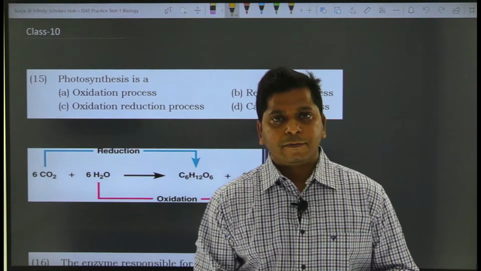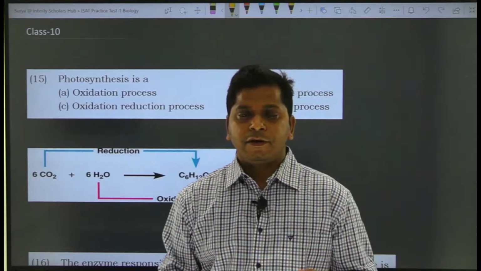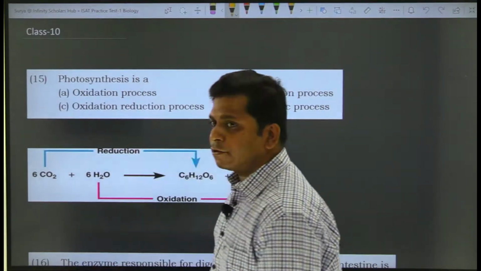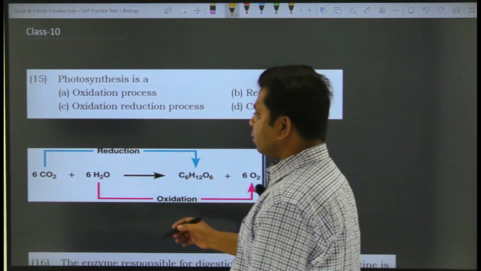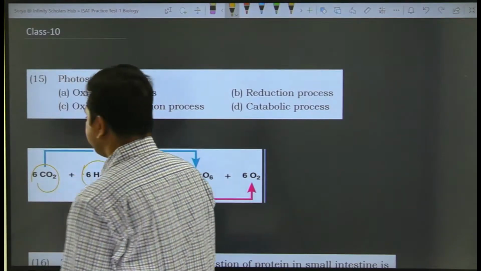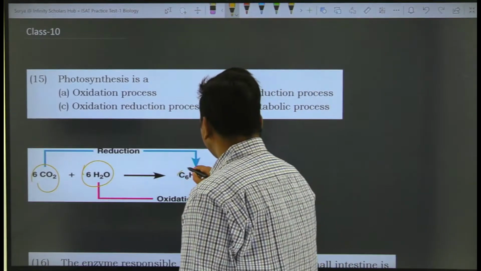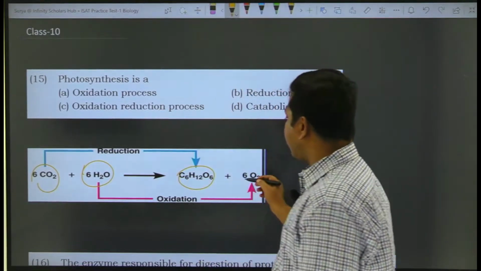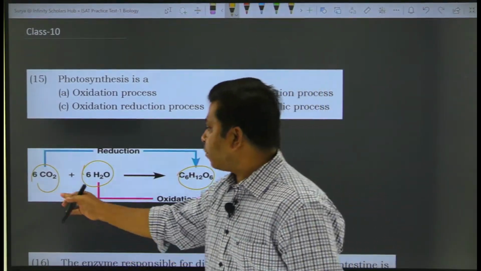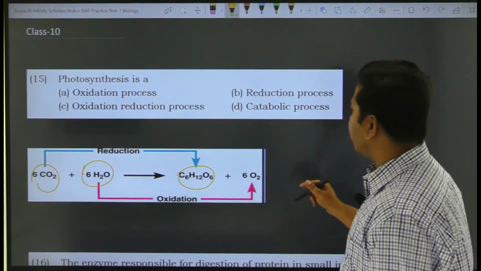What is an anabolic process? Where simpler molecules join to form a complex molecule is called an anabolic process. For example, if you look at the photosynthetic reaction, here the simpler molecules, carbon dioxide and water, combine with each other and form a complex biomolecule which is carbohydrate, and oxygen molecule is released. So, as a complex molecule is formed from simpler molecules, this would be called an anabolic process.